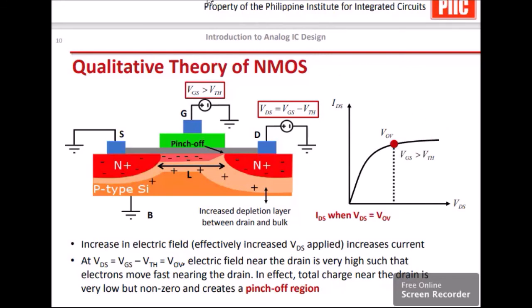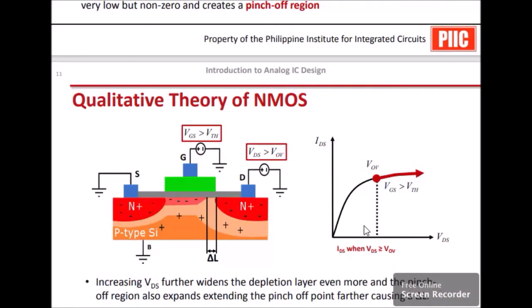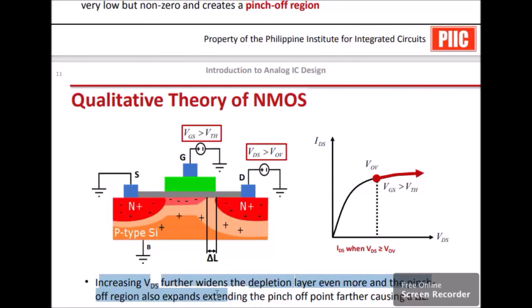yung ating current flow. Okay, so take note, sa ating NMOS or MOSFET, meron tayong length at saka width. Okay? Yun yung size ng ating channel kumbaga. Yung length, ito yung length ng channel tsaka width. Okay? Now ngayon, ang nangyayari, nagkakaroon ng changes dito sa length natin. Kasi as we increase our VDS, habang ini-increase natin yung VDS, anong nangyayari? Itong pinch off dito, it widens. Okay? Nagwi-widen siya. Increasing VDS further widens the depletion layer even more, and the pinch-off region also expands, extending the pinch-off further, causing the change in your length.